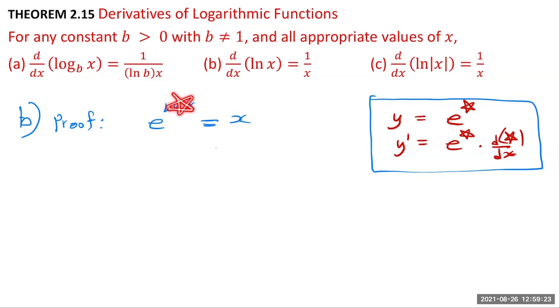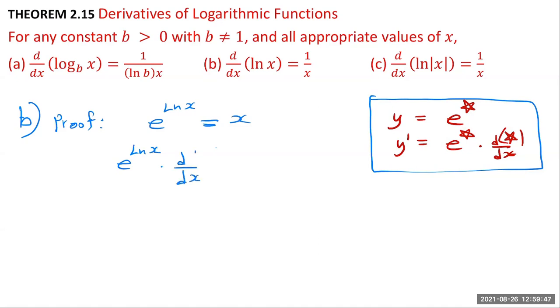Okay. So if you have a star, how do you differentiate that? Here is the star rule. If you have a star, the derivative of e to the power star would be e to the power star times the derivative of the star. So let's apply that rule here. The derivative of the left-hand side becomes e to the power star times the derivative of the star.